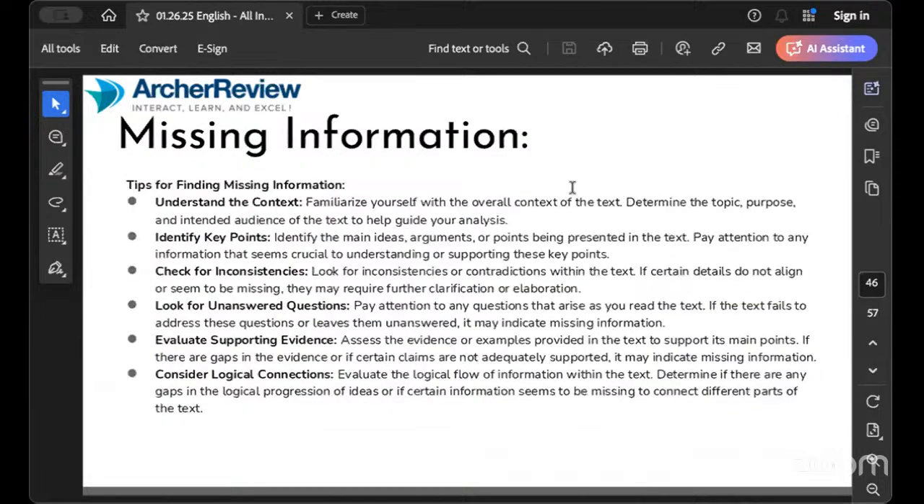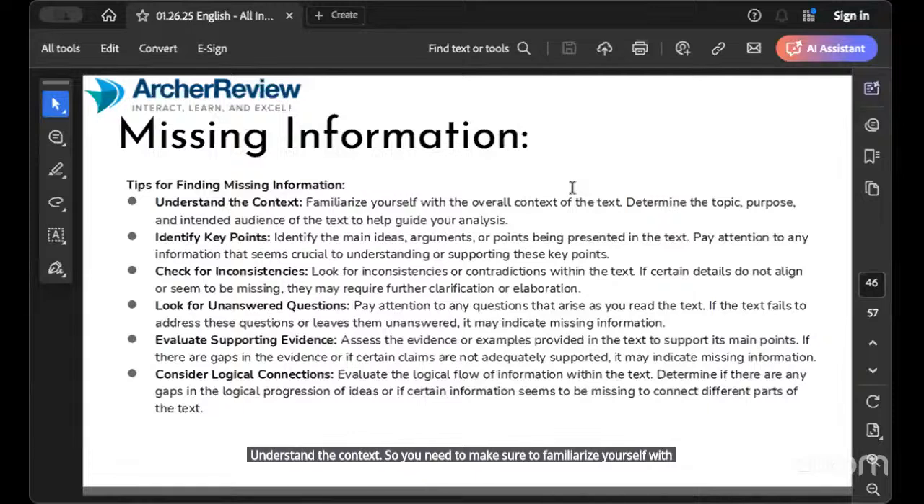Now, when you are reading a paragraph or a multi-paragraph passage, you want to make sure that you are not missing any key information. In order to do so, you need to do a couple of things. One, I know it probably sounds very obvious, but we're going to say it. Understand the context.